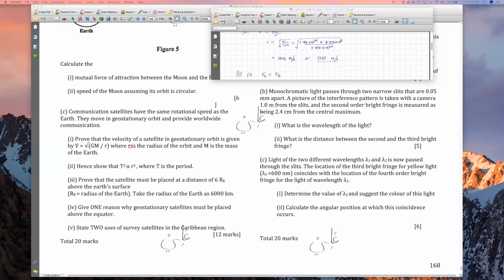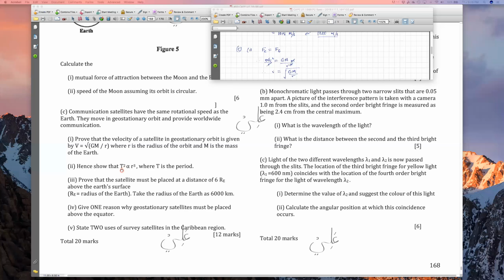And you can see by just proceeding by populating the equation, replacing the centripetal force by m v squared over r and the gravitational force by G M m over r squared, we can make v the subject of the equation and get exactly what they want us to get. That the speed is equal to the square root of GM over r.